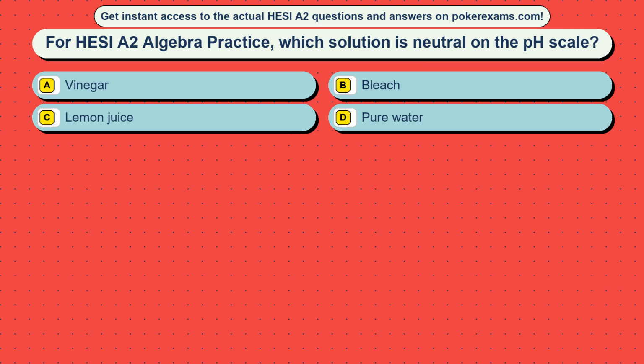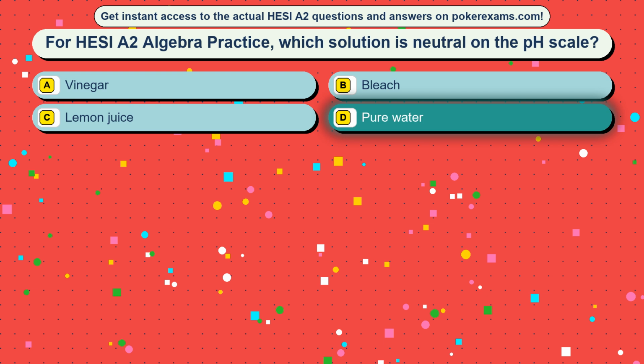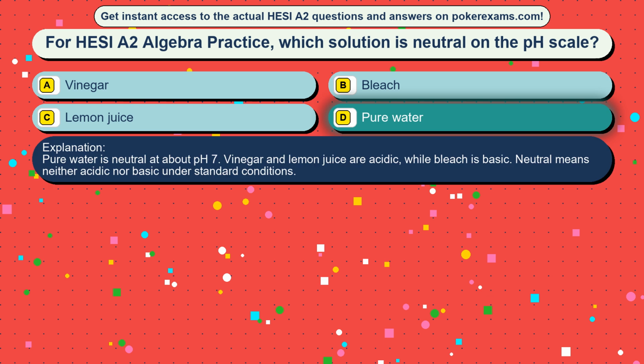Question 22. For HESI A2 Algebra Practice, which solution is neutral on the pH scale? Option A vinegar, option B bleach, option C lemon juice, option D pure water. The correct answer is option D, pure water. Pure water is neutral at about pH 7. Vinegar and lemon juice are acidic, while bleach is basic. Neutral means neither acidic nor basic under standard conditions.